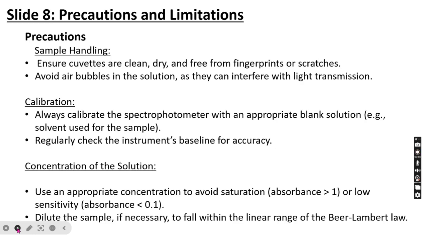Regularly check the instrument's baseline for accuracy. Concentration of the solution: use an appropriate concentration to avoid saturation or low sensitivity. Dilute the sample if necessary to fall within the linear range of the Beer-Lambert law.